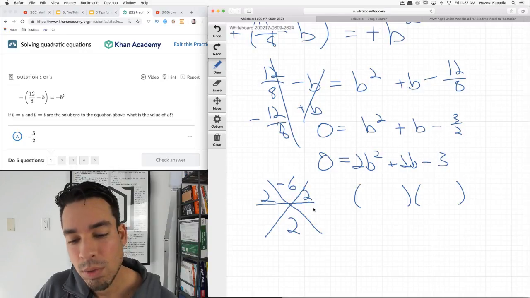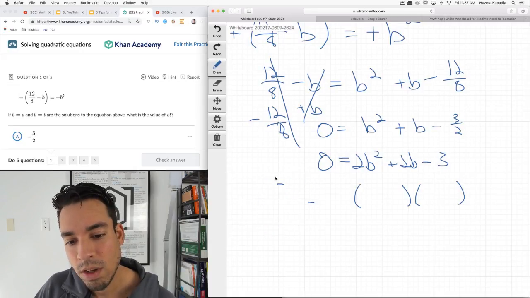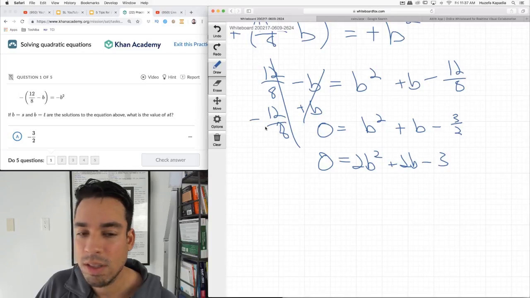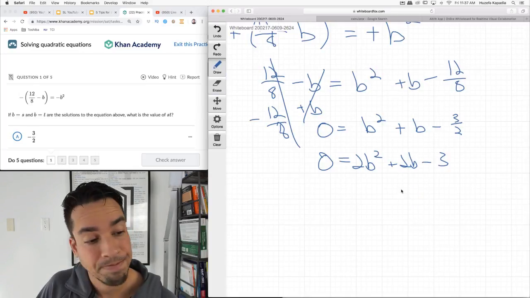Let me think. So we can have 2 and 3, 6 and 1, 1 and 6. Oh, maybe it's not factorable, because 2 times 3 doesn't have a difference of 1, and neither does 1 and 6. Okay, I'm starting to think that this isn't factorable. So let's go back to the drawing board. When we're in this situation, we can always go to the quadratic formula.